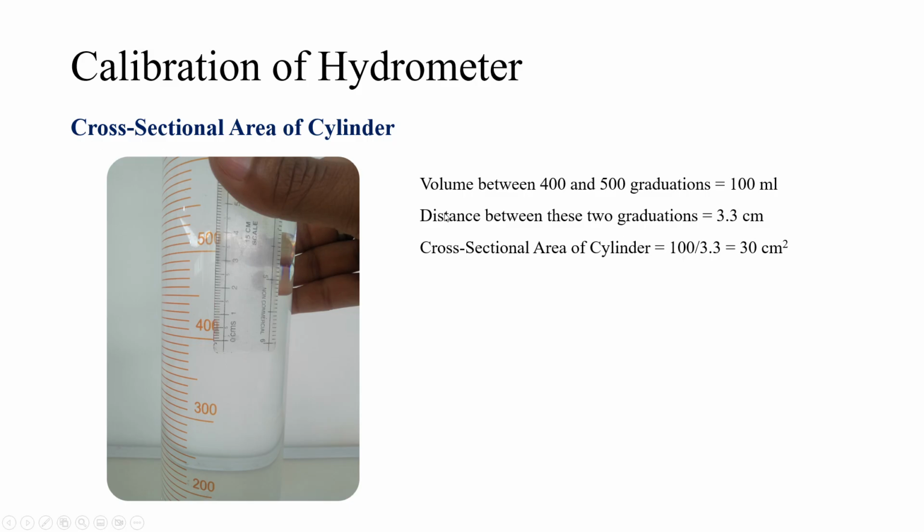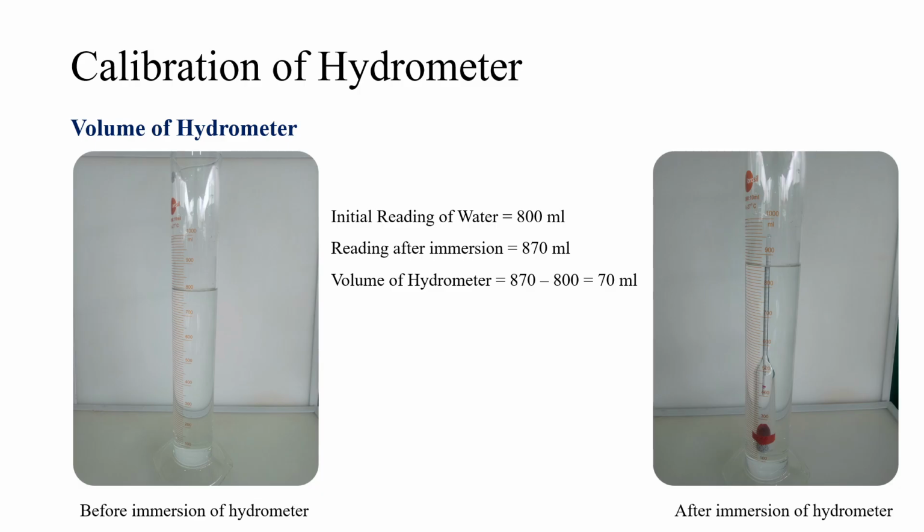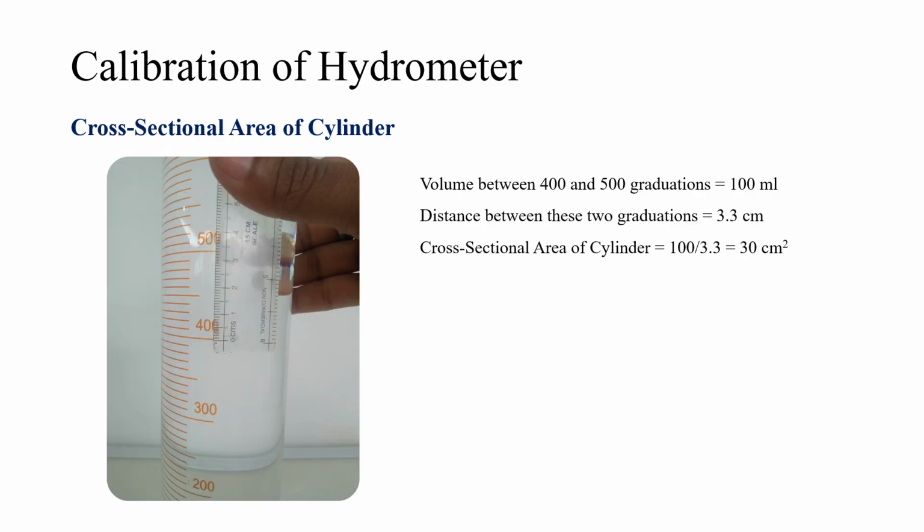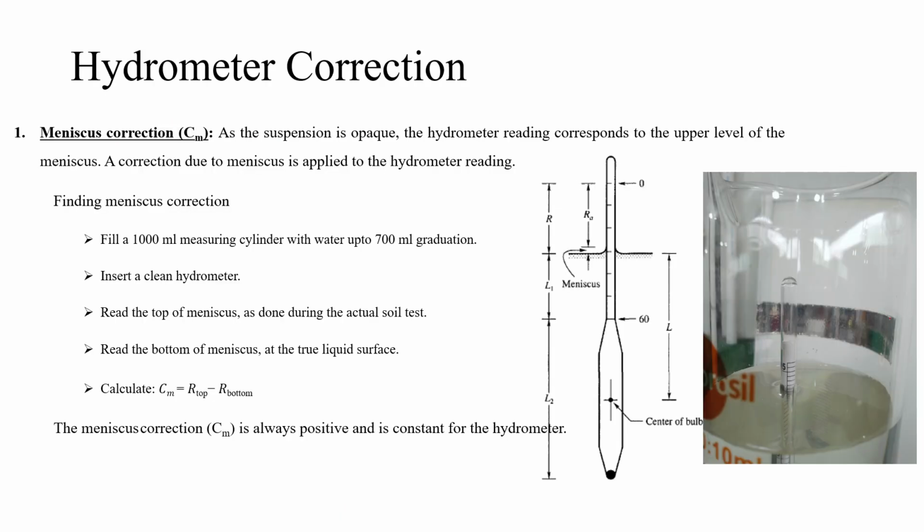So the cross sectional area of the cylinder will be this volume by distance, which is 100 by 3.3, which is here 30 centimeter square. So the volume of the hydrometer we got is 70 ml, and the cross sectional area of the measuring cylinder is 30 centimeter square.